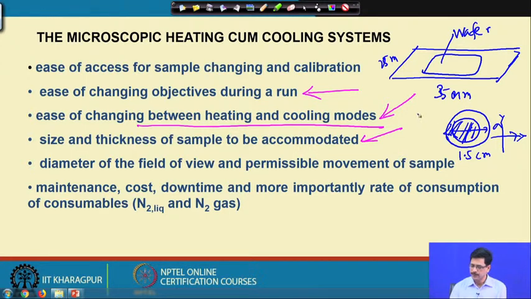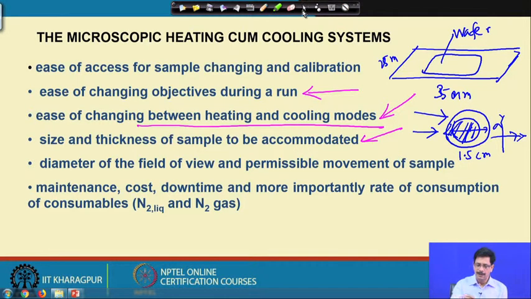So, we will come back to the discussion of what should be the minimum size or the maximum size of this wafer which will be loaded into a sample holder of a hot and cold system. This also is very important when we plan our microthermometric experiments, which we will be coming back to again later.